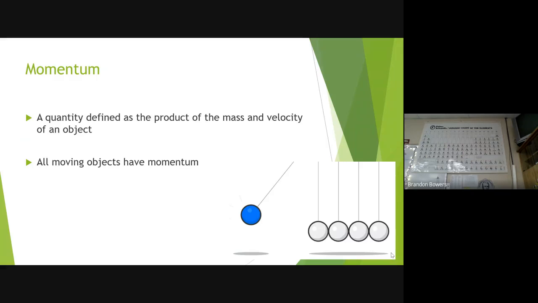Now, when we look at this, mass is m, velocity is v. Mass took the m. M is mass, right? So momentum has to be a different letter. So momentum is p. A little confusing, but p will represent momentum.